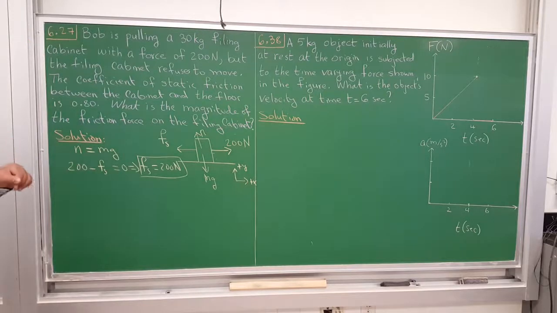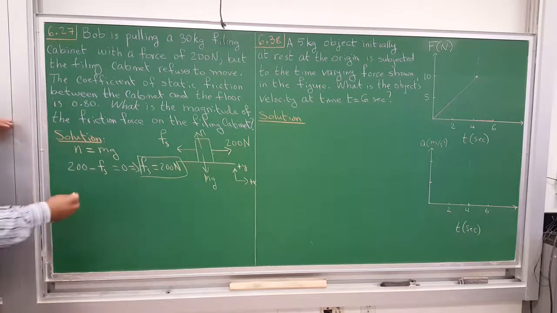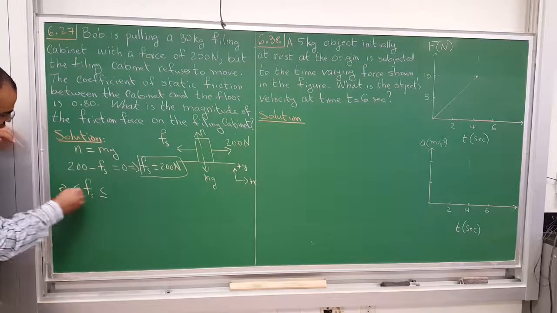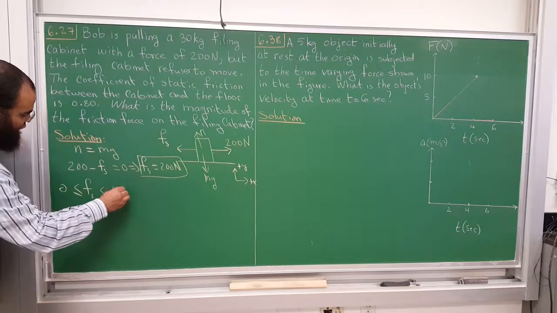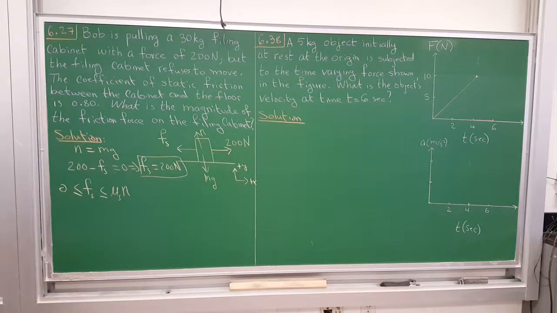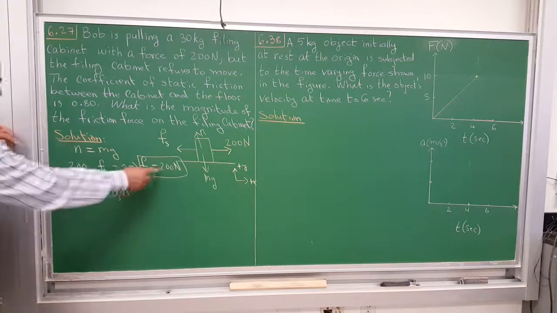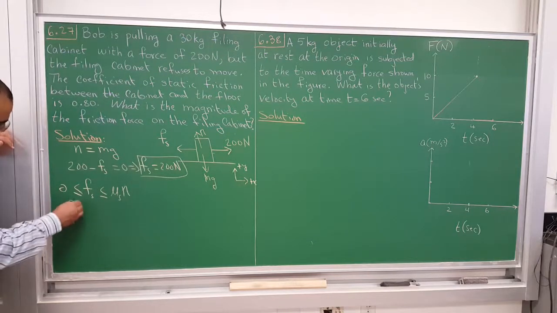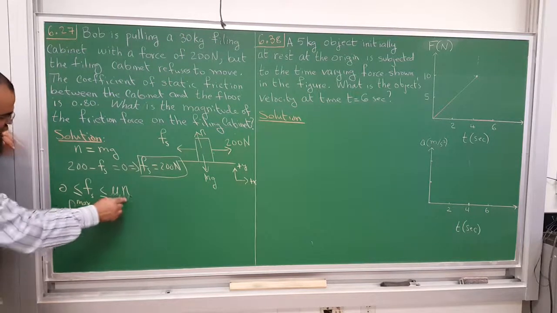You might say, well, the force of static friction is actually mu s times the normal force. And the answer is no. The force of static friction, if you remember, takes values between 0 and some maximum value, and that maximum value is mu s times the normal force. So the force of friction, in this case, is 200 newtons, and it can be as large as the maximum, which is mu s times the normal force.